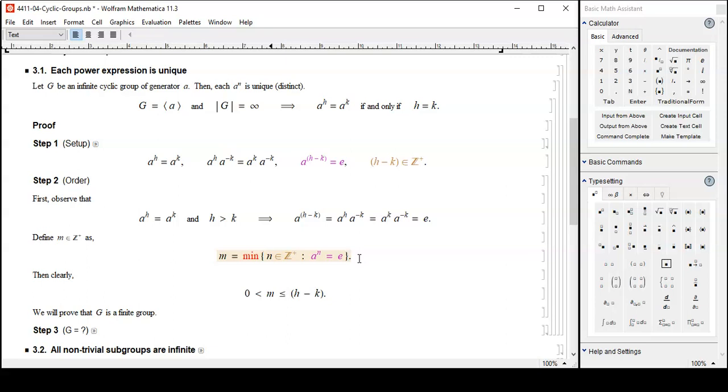Remember, Z plus is well-ordered. So every non-empty subset has the minimum. And we established that this is non-empty. We found out something. So m is the minimum. Then m satisfies this property. So a to the m power is equal to e. And m is in between like that.